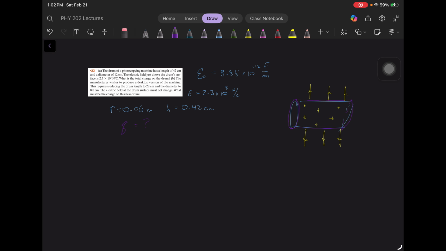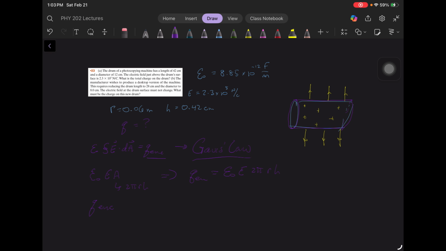So let's start with Gauss's law. Okay, so we have our Gauss's law. We're looking for Q enclosed, so it's already arranged for what we need. The left-hand side is going to do the usual thing where it turns into epsilon naught E times A, where A is going to be 2 pi RH. And so we get Q enclosed is epsilon naught E times 2 pi RH.